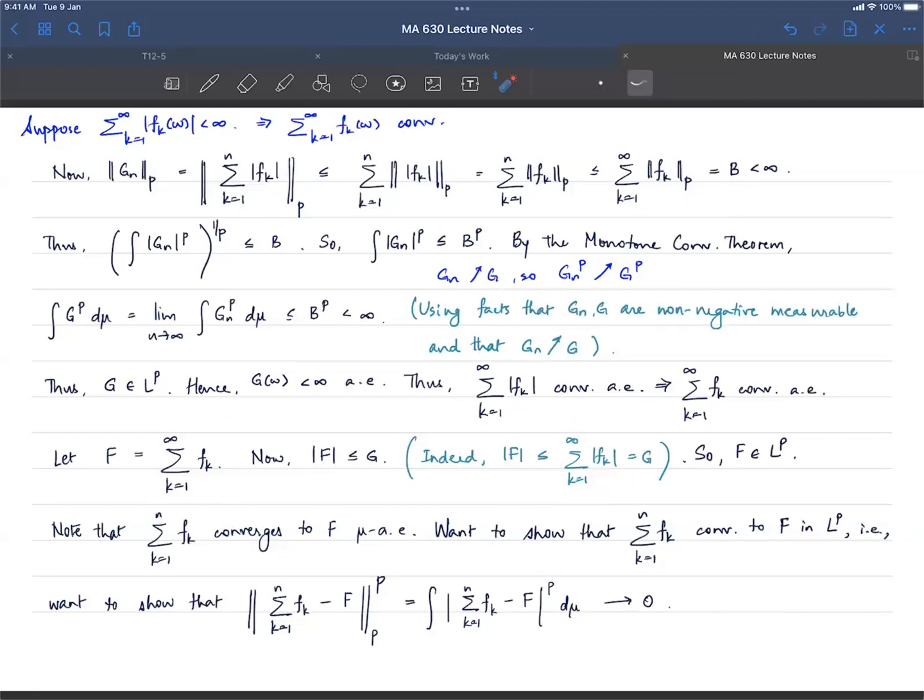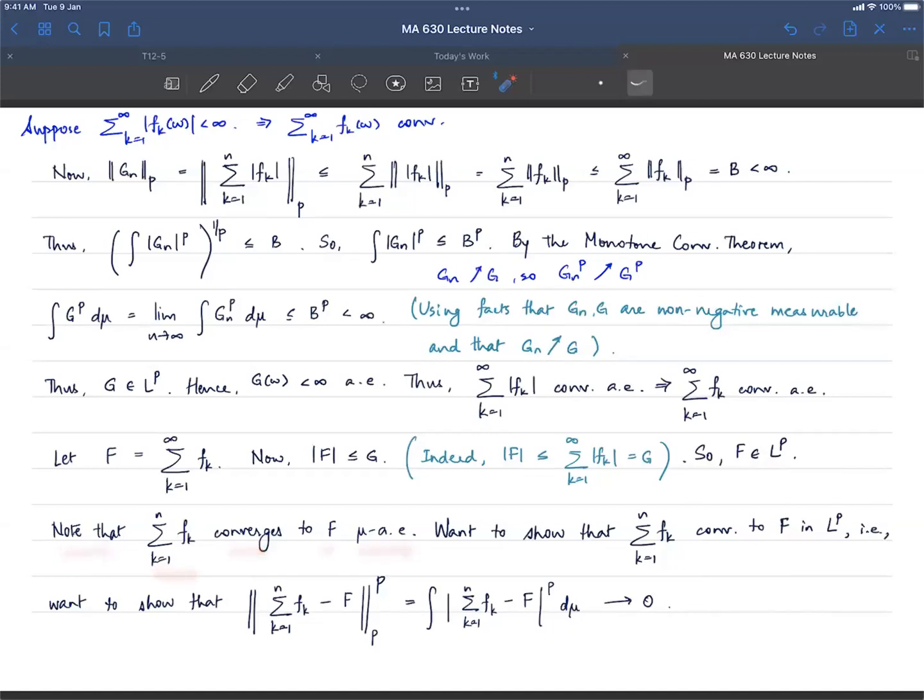Now remember, g is in LP. So F is dominated by g, and g is in LP, so F has to be in LP. So now we have a function in LP, which could be the limit of the sequence of partial sums. Now we want to show that the sequence of partial sums actually converges to it, right? Now note that the sum k going from 1 through n of fk converges to F mu almost everywhere.